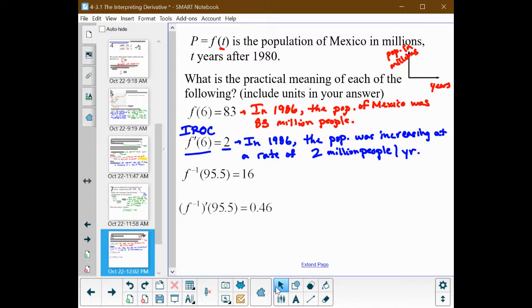All right, f inverse of 95.5 equals 16. Inverse means we're flipping our x and y coordinates around. So this is actually our dependent variable. This is our population, and t is actually going to be 16 here. So the population of Mexico was 95.5 million people in, and it's 16 years after 1980, so that's 1996.